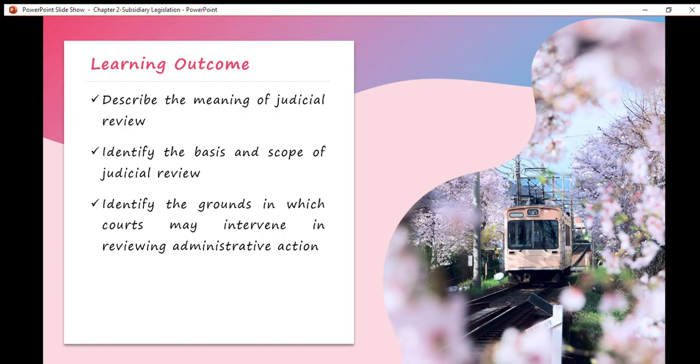Okay, these are the learning outcomes for today. First, at the end of the lesson today, you are able to describe the meaning of judicial review. Second, you are able to identify the basis and scope of judicial review. And third, you are able to identify the grounds on which courts may intervene in reviewing administrative action. The third learning outcome is very important, because later I'm going to task you with a problematic question, or a problem-based question.